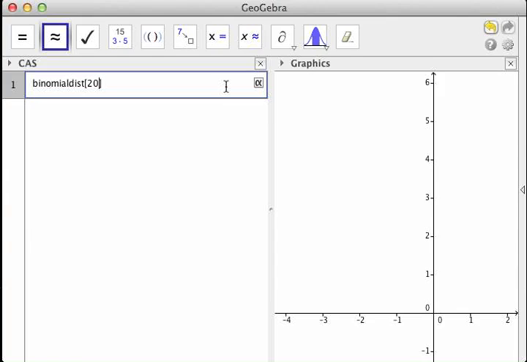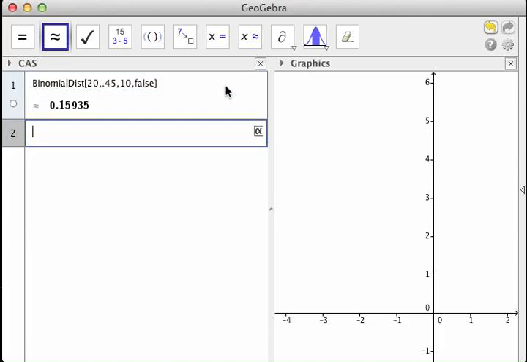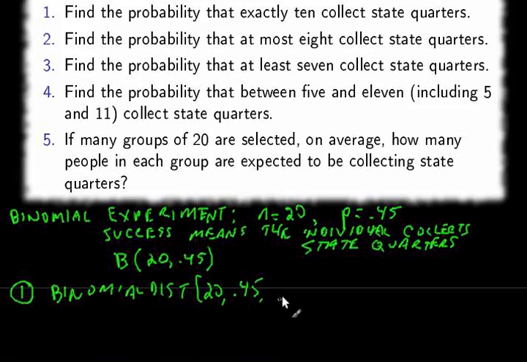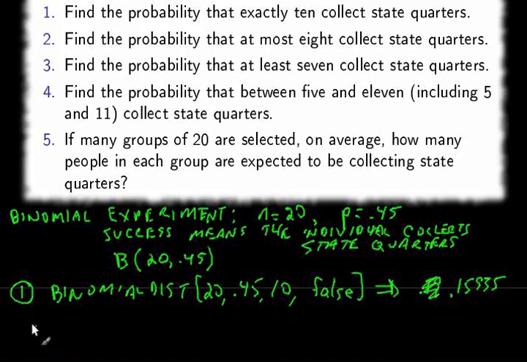So, number of trials, 20. Probability of success, 0.45. We want the probability of exactly 10, and we do not want it to be cumulative. 0.15935. So again, we used binomialDist, 20, 0.45, 10, false. And that gave us 0.15935. Okay, and that is the probability of exactly 10.